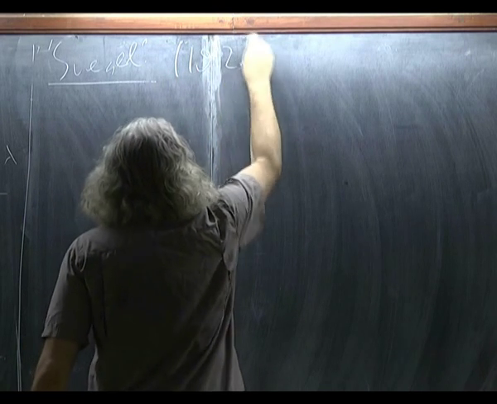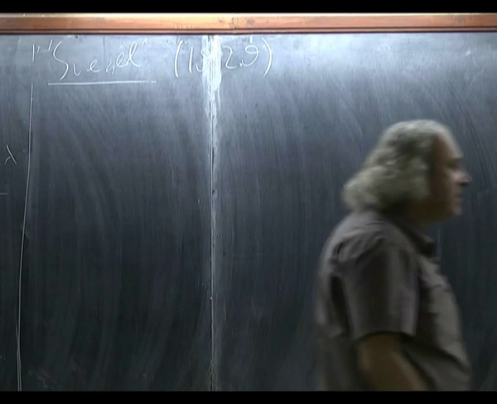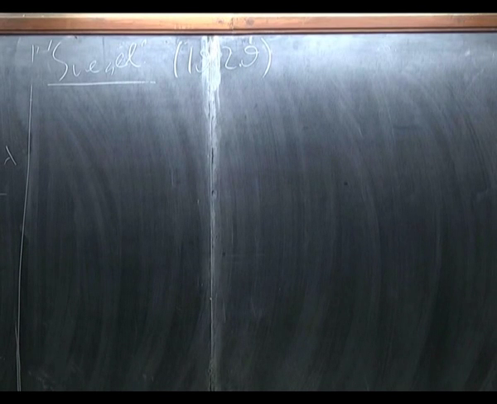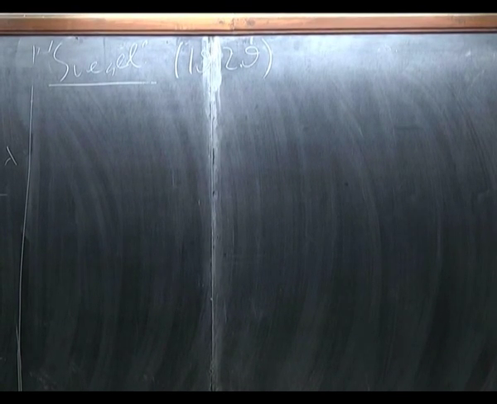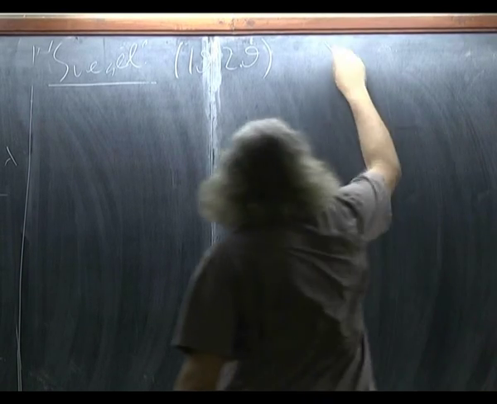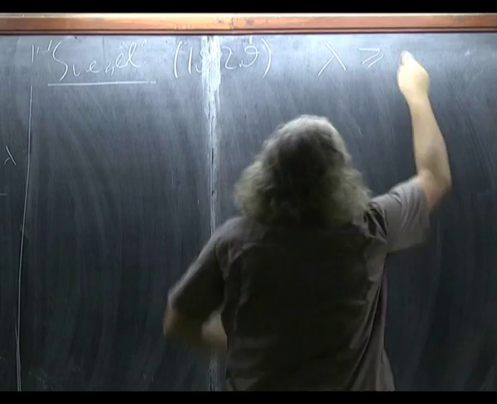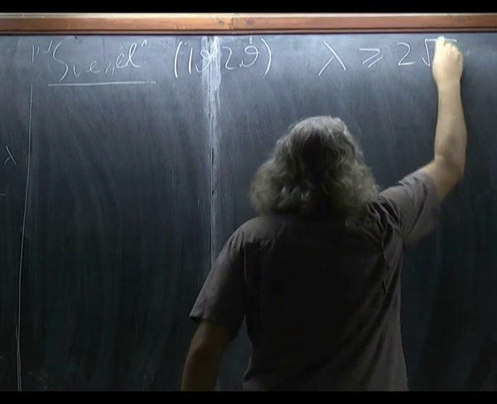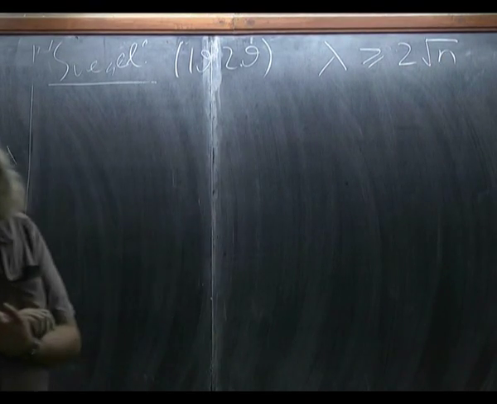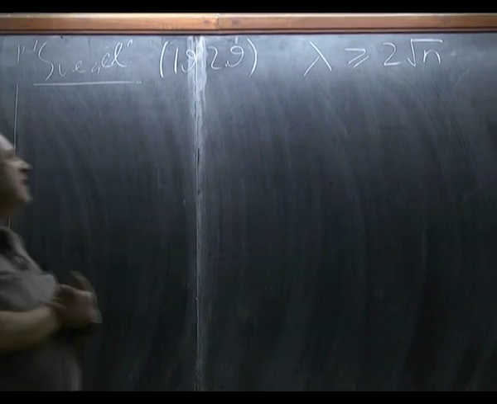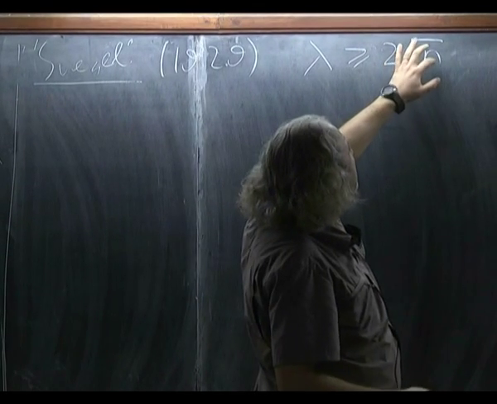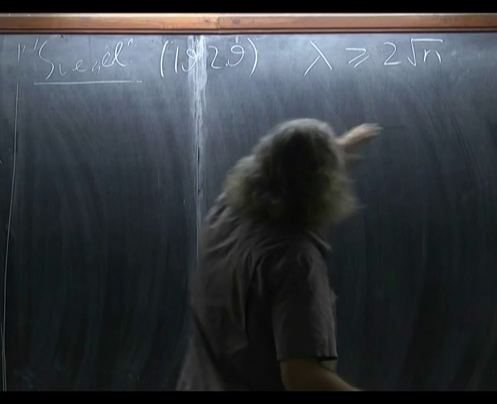In yet another extremely influential article, actually an article consisting of two parts, Siegel proved that this can be done for lambda. Note that this is greater or equal to square root of n. Actually, Siegel had a slightly sharper result.